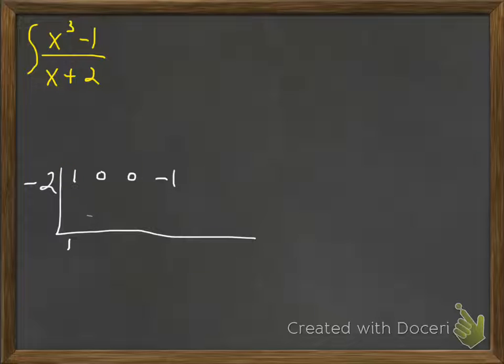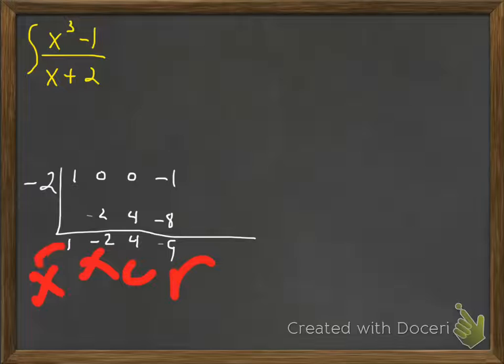Okay, so bring down your 1. 1 times -2 is -2. 0 plus -2 is -2. -2 times -2 is 4. 0 plus 4 is 4. And 4 times -2 is -8. -1 plus -8 is -9. Okay, so there's my remainder, my constant, my x, and my x squared. So that's what my integrand will become now after I've done that division.